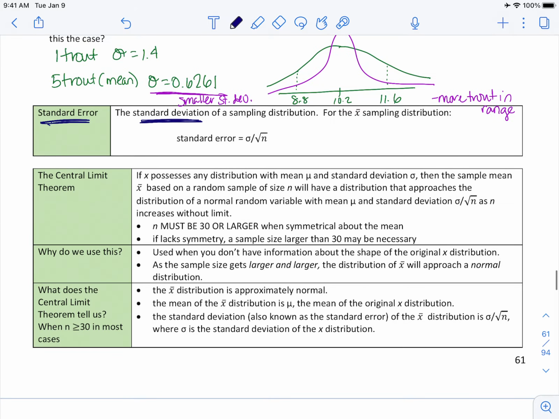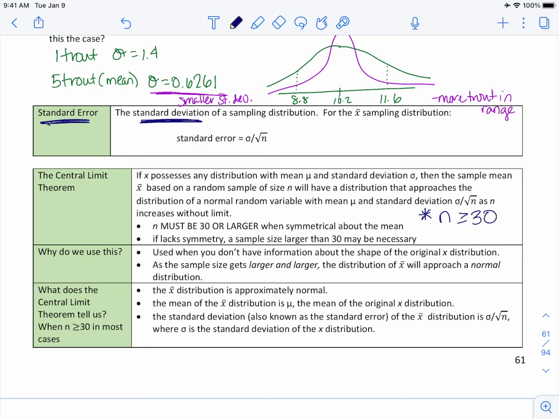Our central limit theorem says if x possesses any distribution with a mean mu and standard deviation sigma, then the sample mean x bar based on a random sample of size n will have a distribution that approaches the distribution of a normal random variable with mean mu and standard deviation sigma divided by square root of n as n increases without limit. So the key here is that your n has to be greater than or equal to 30 in order for it to approach a normal distribution. Okay, so again, n must be 30 or larger when symmetrical about the mean. If it lacks symmetry, a sample size larger than 30 may be necessary.